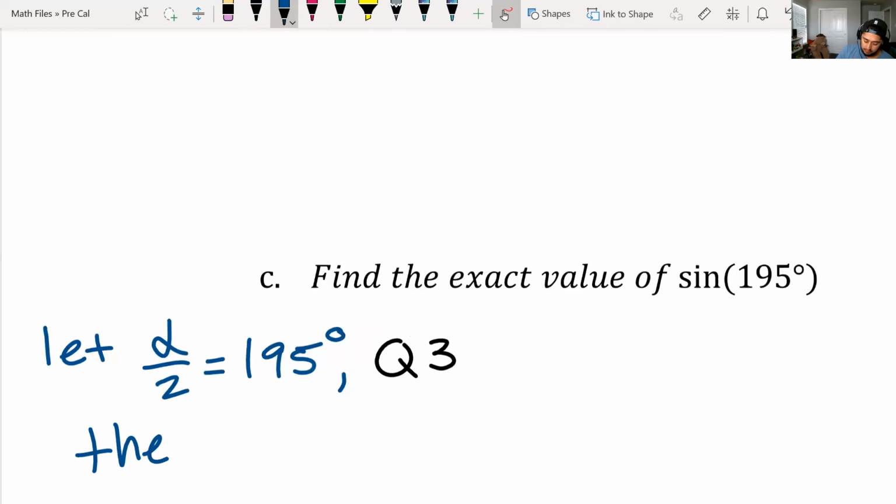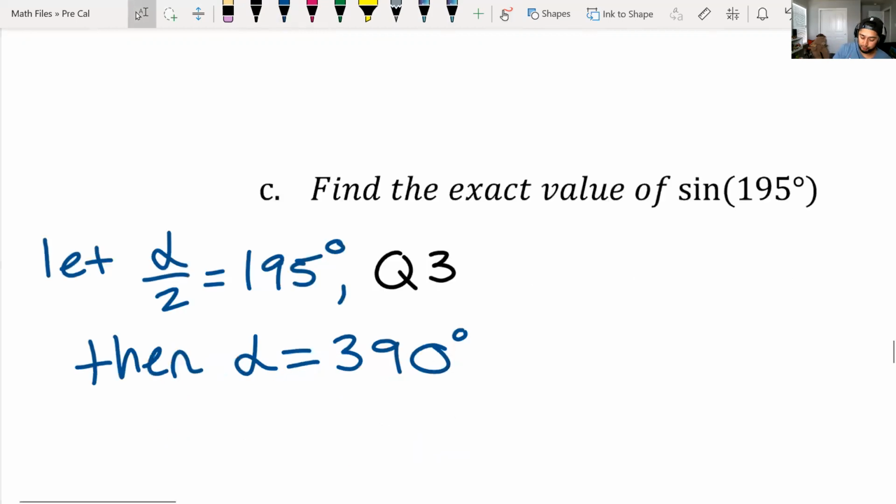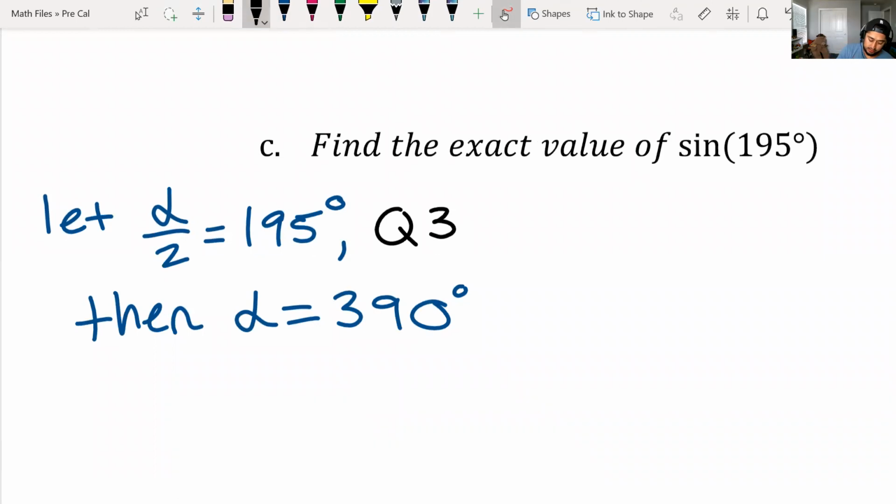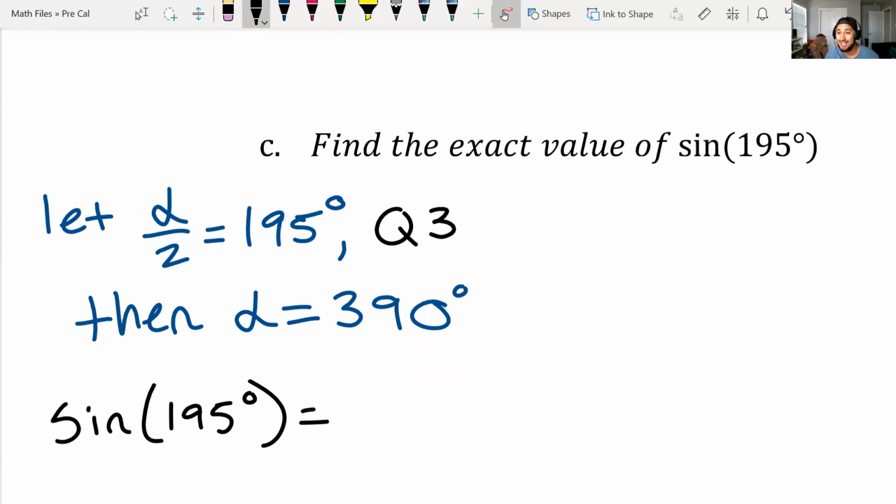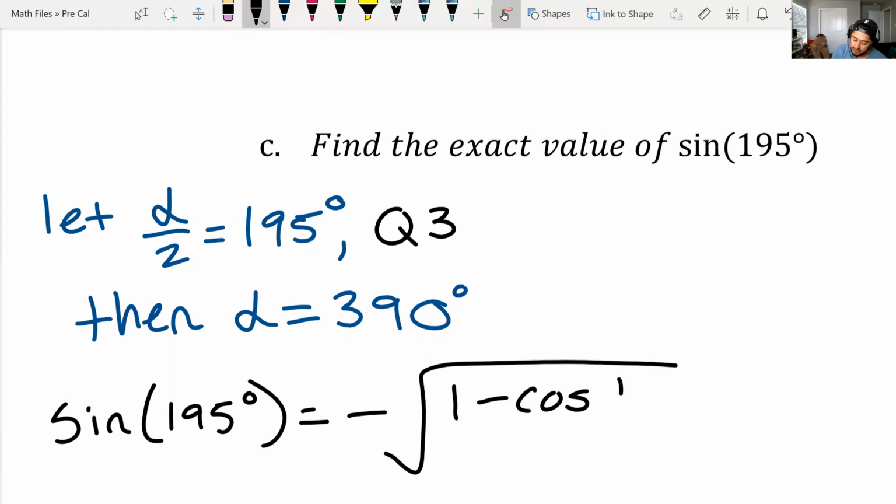Then solve for alpha. Multiply the 2 to the right side, and 195 times 2 is 390 degrees. Okay, now we know the value of alpha. So sine of 195 degrees will be equal to, and since we're in quadrant 3, sine is negative. So this would be the negative square root of 1 minus cosine alpha over 2. All right.